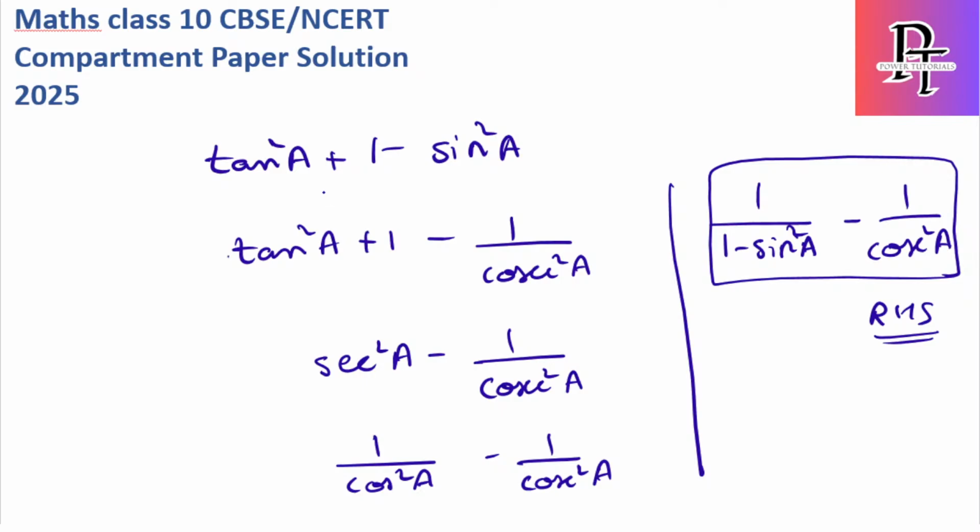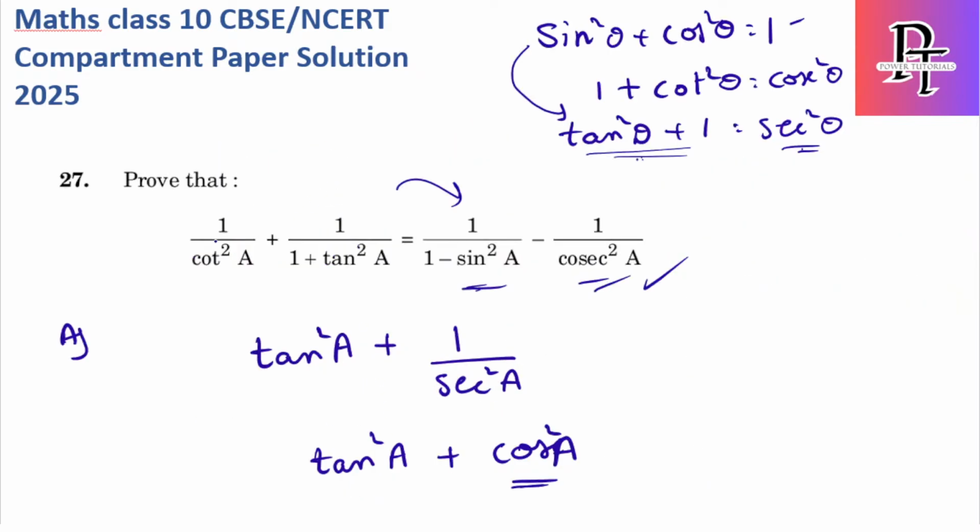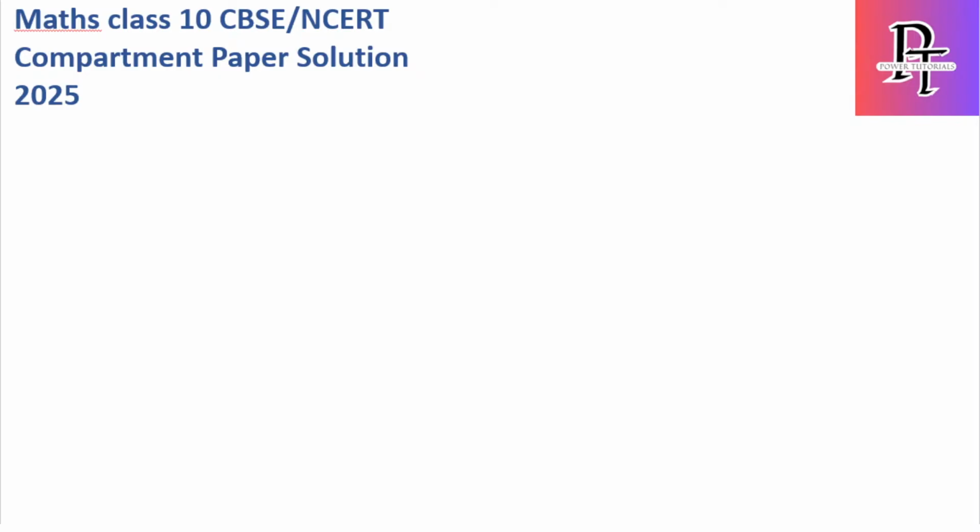Okay, but if you feel that this calculation is a little tougher, make sure to just convert everything on the LHS to sin and cos and everything on the RHS to sin and cos, then also you can show that both the values are equal. Okay, let's move to the next one.